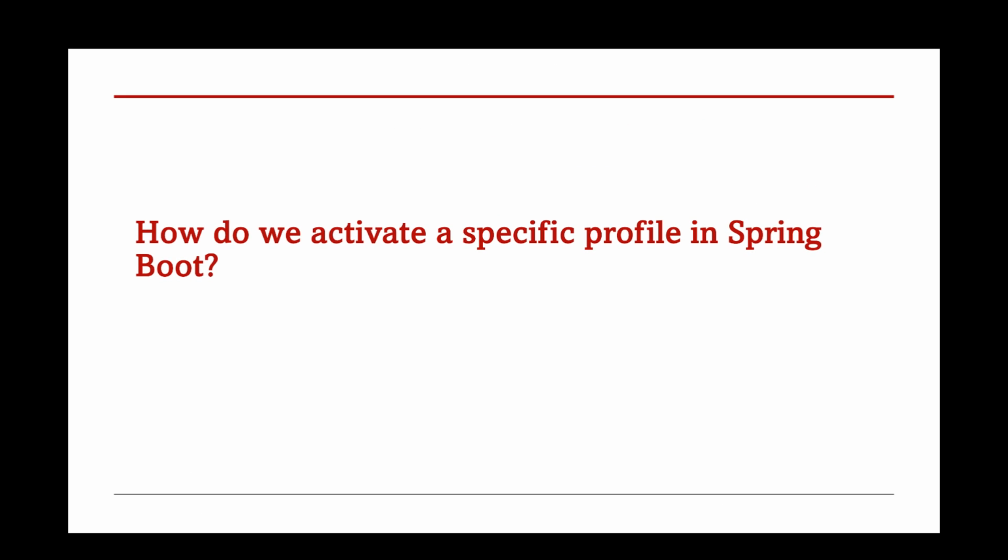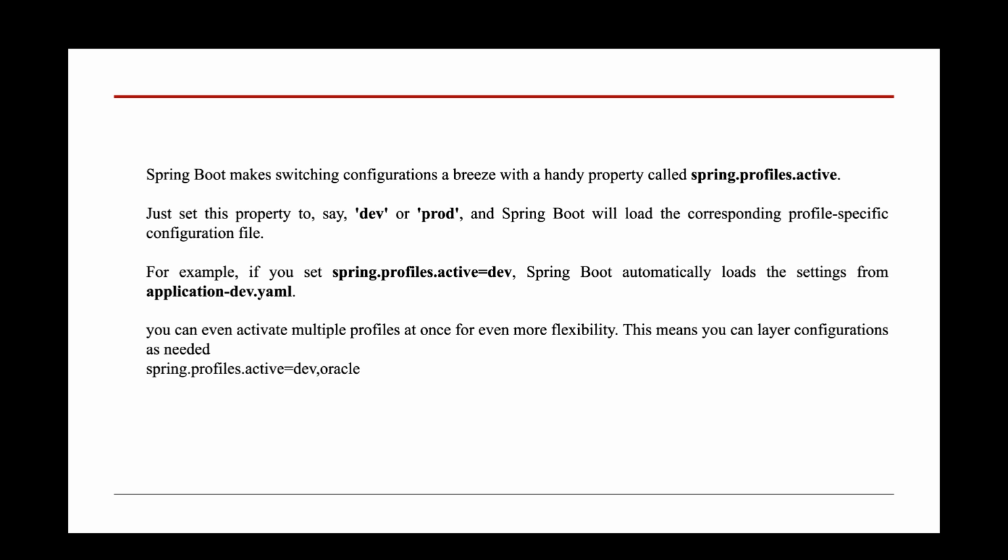Alright, here's an interesting question. How do we activate a specific profile in Spring Boot? How do we tell it which configuration to use? Spring Boot makes switching configurations a breeze with a handy property called spring.profiles.active. Just set this property to, say, dev or prod, and Spring Boot will load the corresponding profile-specific configuration file. For example, if you set spring.profiles.active equals dev, Spring Boot automatically loads the settings from application-dev.yaml. It's that simple.